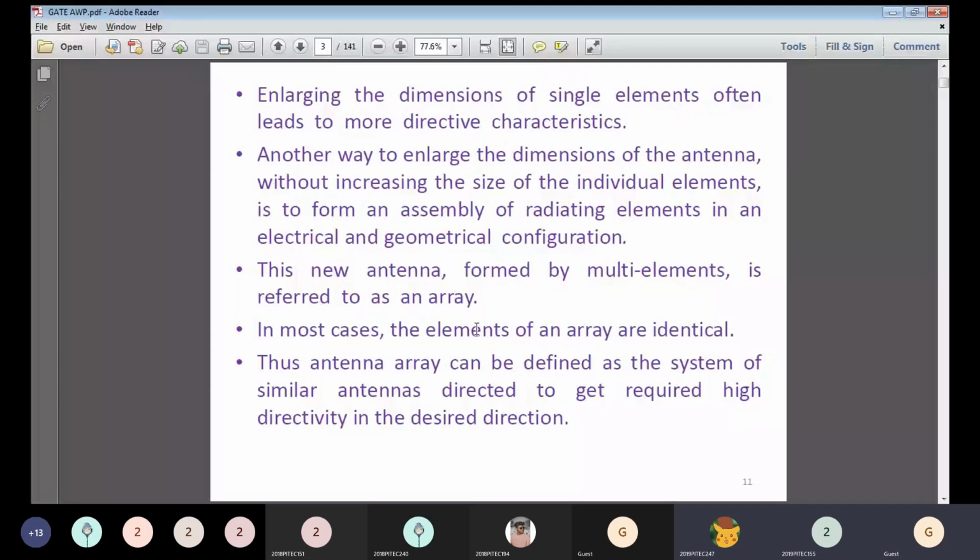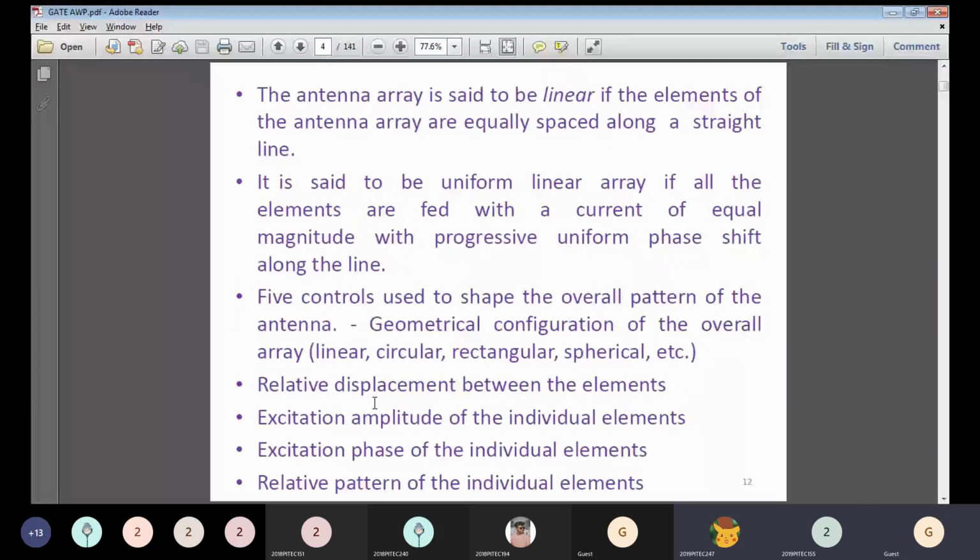In most cases, the elements of an array are identical. Thus, an antenna array can be defined as a system of similar antennas directed to get the required high directivity in the desired direction. This point is more important. Next, the antenna array is said to be linear if the antenna elements are equally spaced along a straight line.